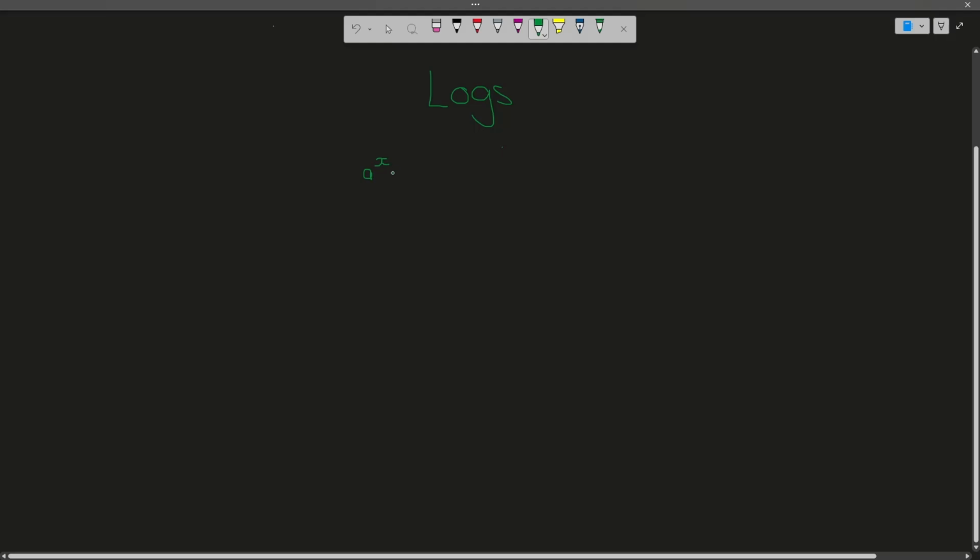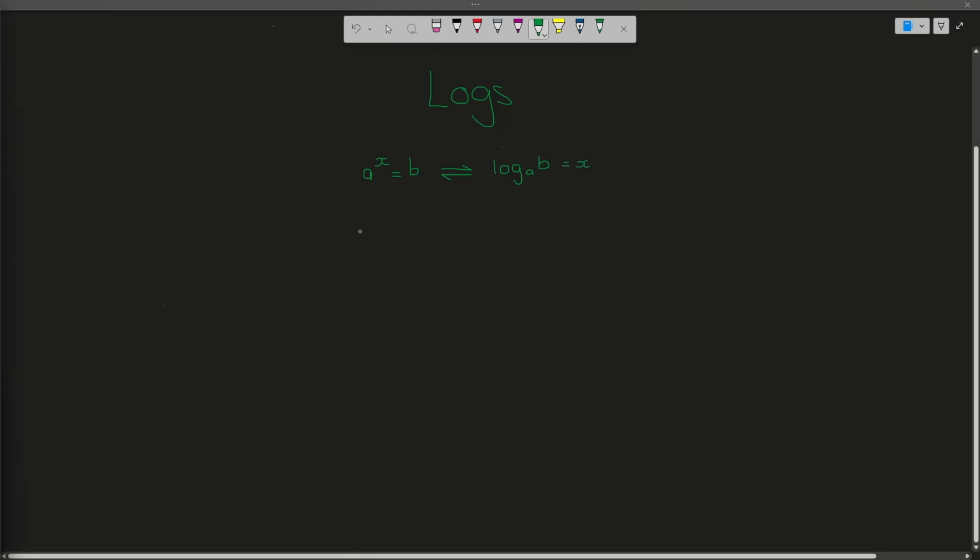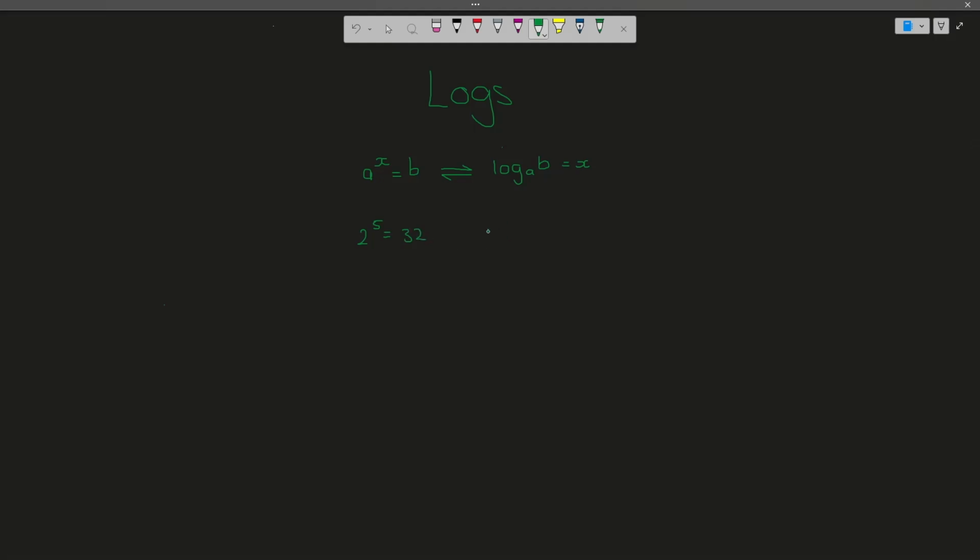Similar to how subtraction is the opposite of addition and division is the opposite of multiplication, logs are the opposite of exponentials, and technically speaking, they undo them. For example, if we had the exponent 2 to the power of 5 equaling 32, the log of this would be log base 2 of 32 is equal to 5.